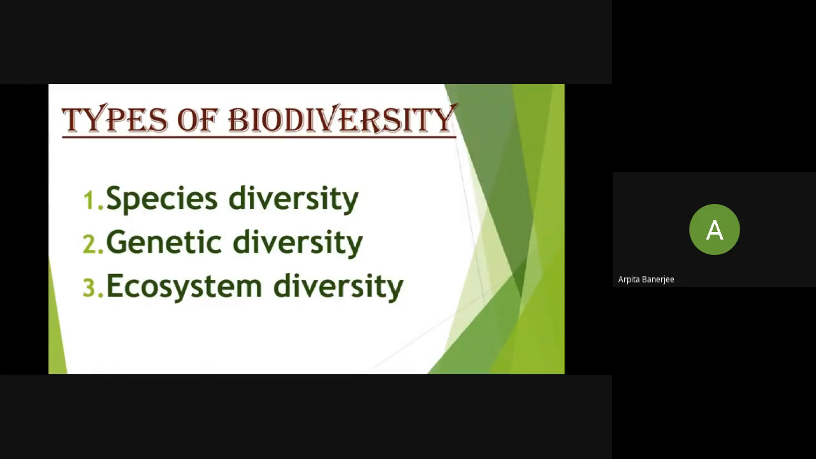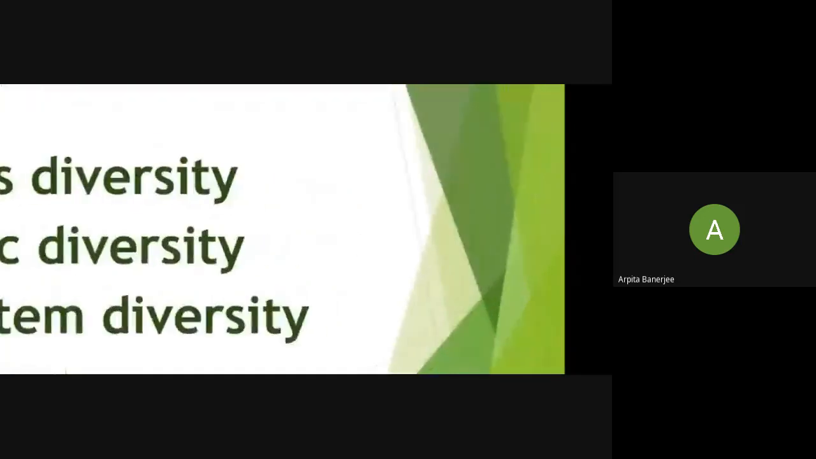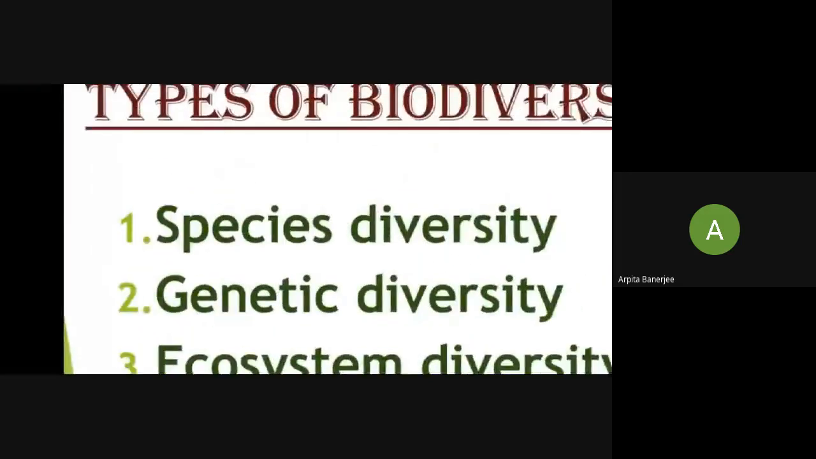Number one, the species diversity. Second, genetic diversity, and third is ecosystem diversity. Now we will know about these three types of biodiversity. What is species diversity?